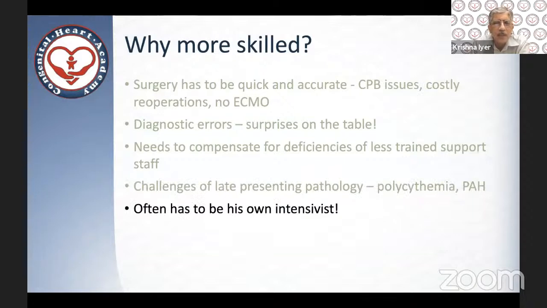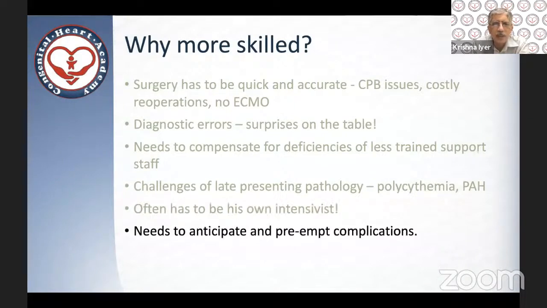And the most important problem is that in most institutions, most hospitals in the LMICs, there is no intensivist. So the surgeon has to be his own intensivist, or he may have to rely on support from an anesthesiologist or cardiologist. And in order to reduce his costs, he needs to anticipate and preempt complications, because every complication prolongs hospital stay and that escalates costs.